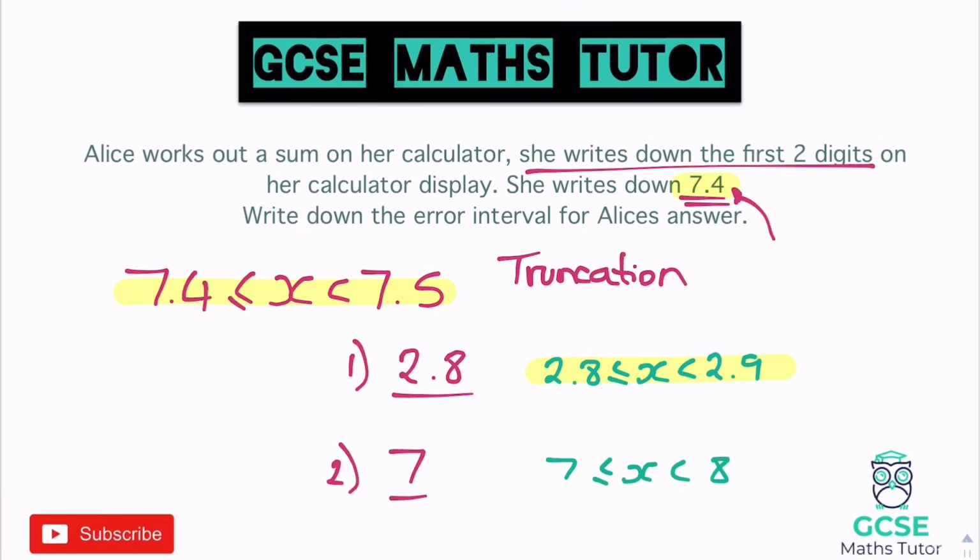It's not really to do with rounding, it is truncating, but these little questions on truncation tend to be popping up in the exams as little 1 or 2 markers, and it's just something to be thinking about. If it doesn't say rounded and it says she wrote it down or truncated it, or these were the first 2 digits or the first 1 digit, that's just something to be thinking about, slightly different there, testing your logic on the concept of numbers. But there we go, that is error intervals and rounding with bounds.